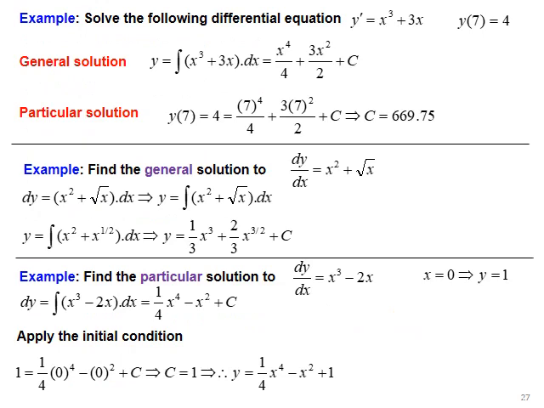And this is another one, x to the power 3 will become x to the power 4 over 4. x will become x to the power 2 over 2. He told you, as an example, when x is 7, y is 4. Let's substitute. You see here 4 and here 7, we get the constant. You see, he asked me here for the general solution. He didn't give me an initial condition.